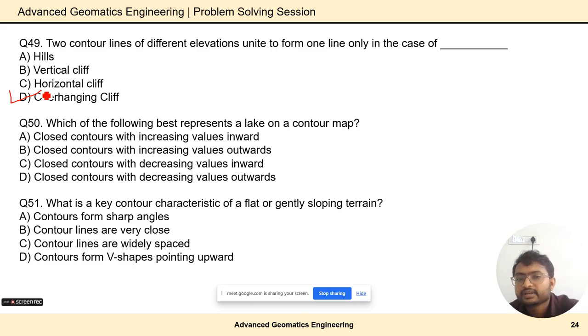Increasing value, inward, outward, which option? Option number... So let's take a lake like this. Now if we plot the contour of it, it will look like this.